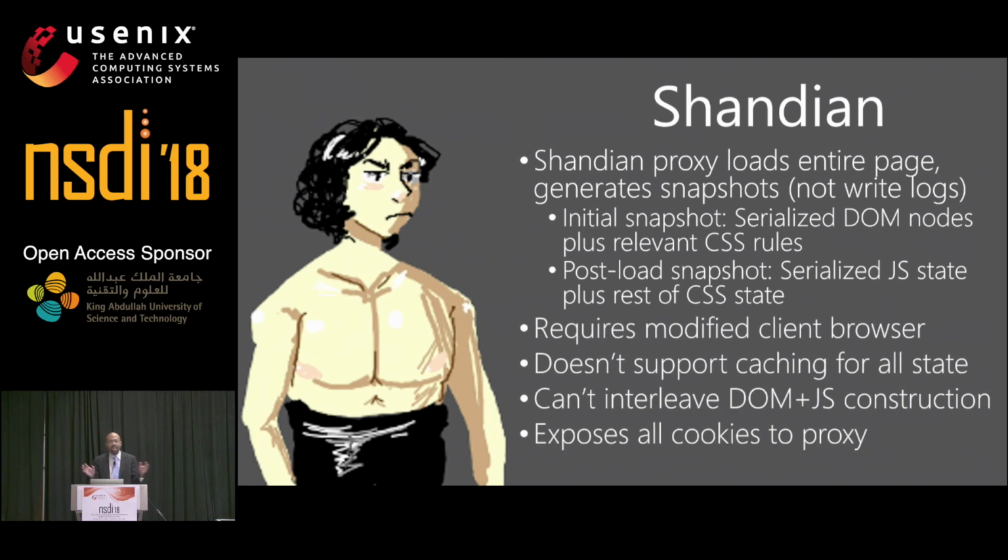And so at a high level, there's a lot of differences here, but some of the most salient ones are that Shion requires a modified client browser, it doesn't support caching for all state, and it actually can't optimize for interactivity, like ready index. Prophecy actually can. I didn't mention that in the talk today. See the paper for more details.